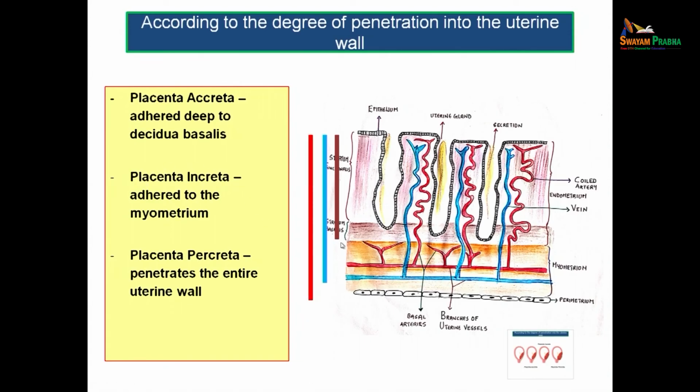In this condition, you will be getting the placenta embedded into the myometrial wall. And what do you mean by placenta percreta? In this condition, it will be penetrating the entire wall of the uterus up to the perimetrium. So, that is what is meant by these three types of placenta according to the penetration into the uterine wall. So, placenta accreta, placenta increta and placenta percreta. Accreta means adhered deep to the decidua basalis, increta means reaching up to the myometrium, and placenta percreta means reaching up to the perimetrium. So, this is how it will look like.